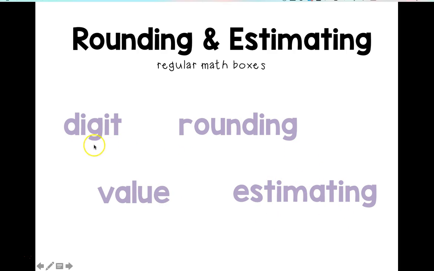A digit is a number, 1, 2, 3, 4, 5, 6, 7, 8, 9, also 0. And the value is how much it's worth. So like if a 2 is in the tens place, its value is 20. The digit says 2, but what it's worth, if you were to trade it, its value is 20. Today we're going to use rounding and estimating to help us solve some problems. Let's take a look.